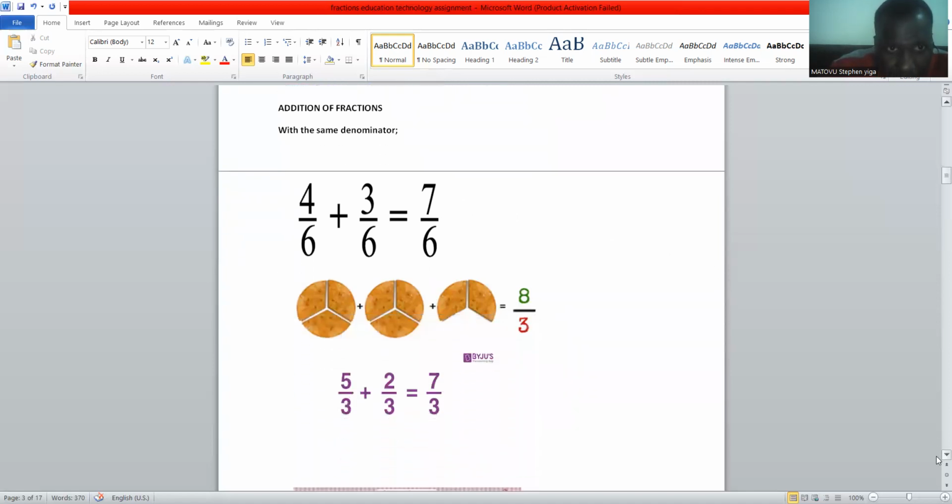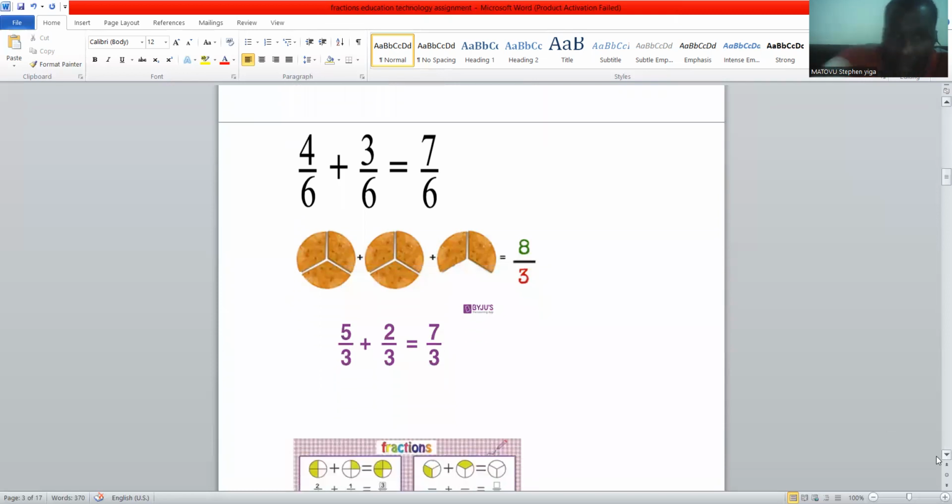The first examples are addition of fractions with the same denominator. As you can see, the example is 4/6 plus 3/6. Here, you will not toil a lot. What you do is leave the denominator as it is and add the numerators. I repeat, don't add the denominators. For example, it is 4 out of 6 plus 3 out of 6. That common denominator, leave it as it is, and then add the numerators. I'll give you the reason behind that when we finish the second part.